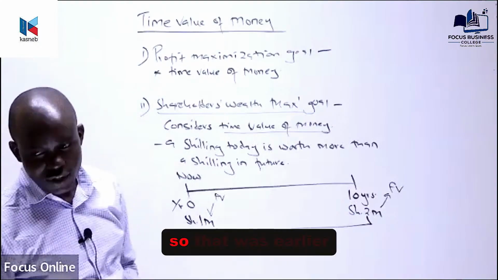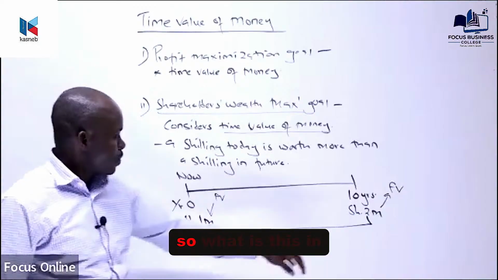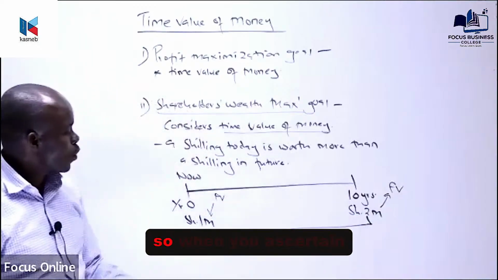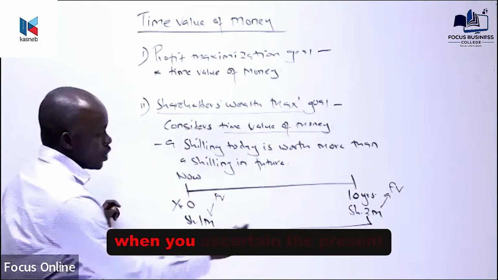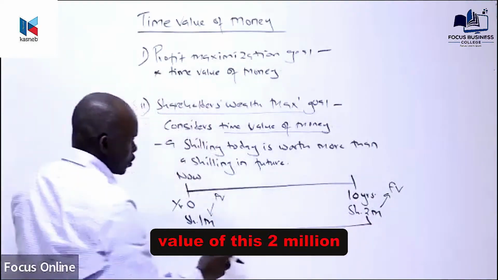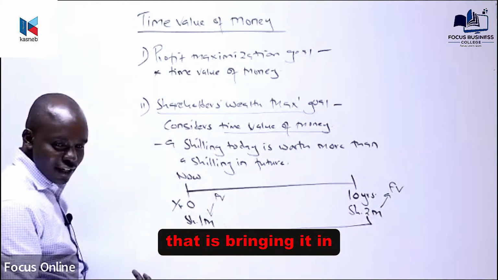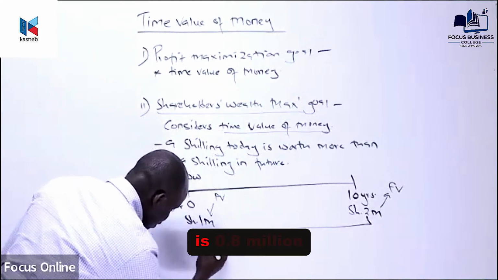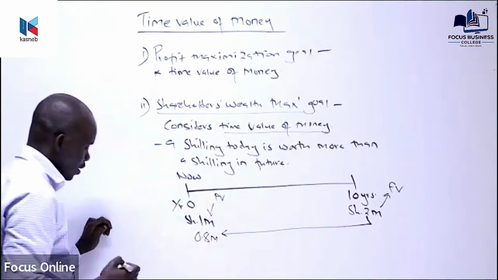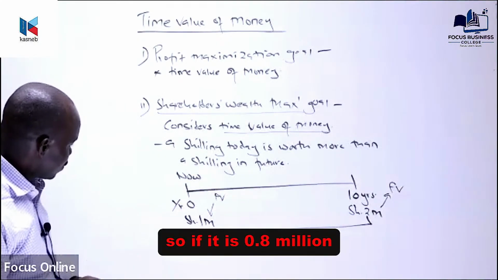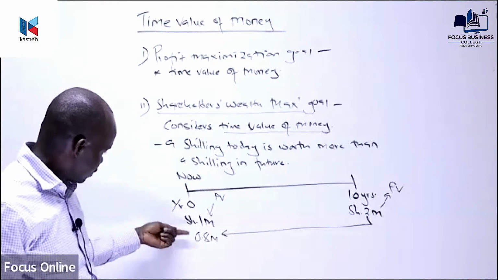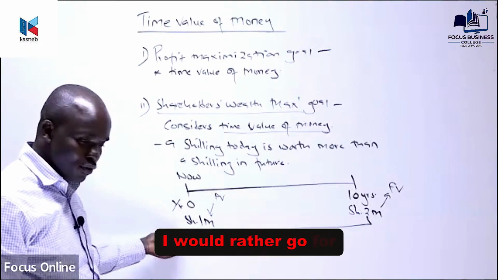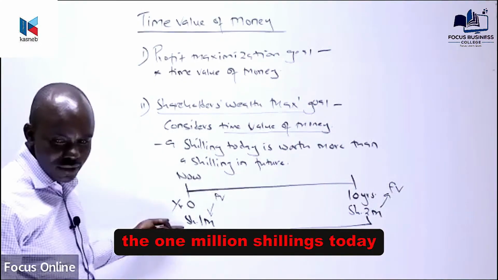So what is this in present value terms? When you ascertain the present value of these 2 million, that is bringing it in present value form, you may realize that it is 0.8 million. So if it is 0.8 million, you will say, I would rather go for the 1 million shillings today.